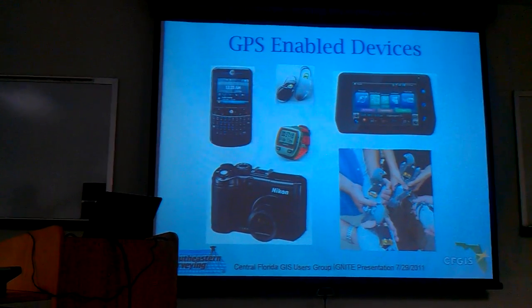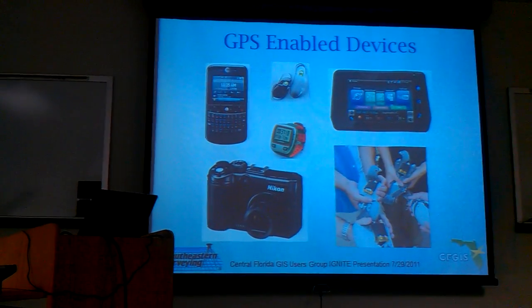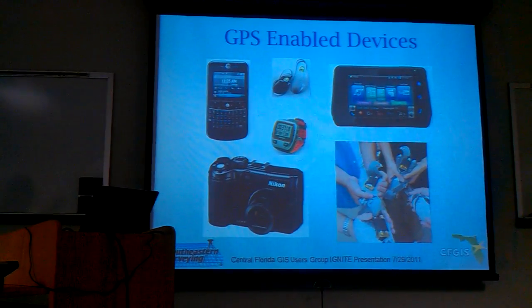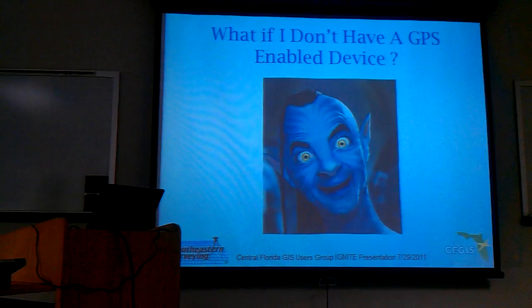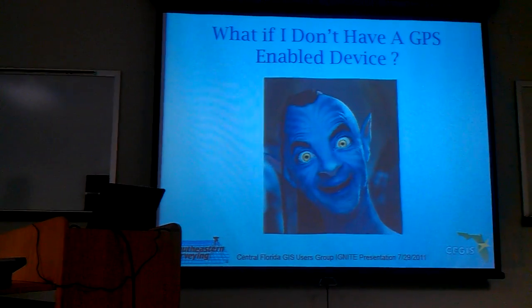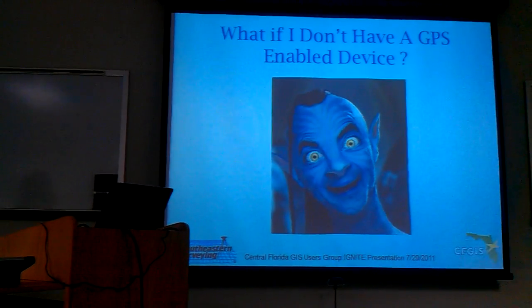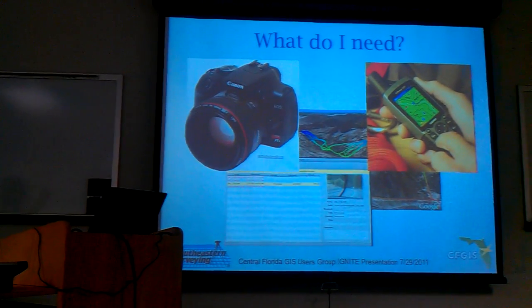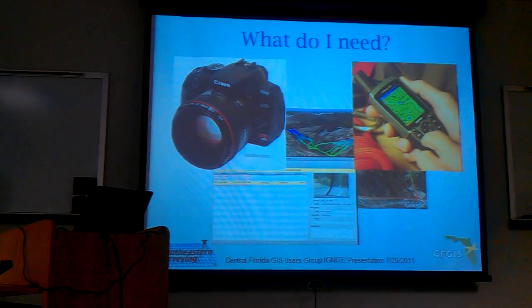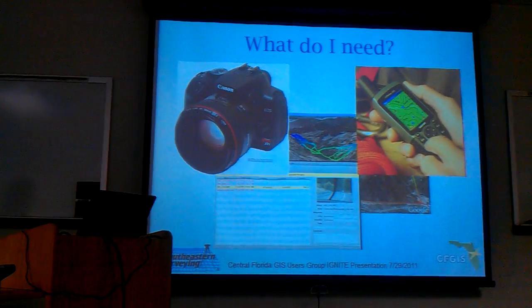Now, of all these devices, half of them also have a camera attached that does the geotagging for you. Well, that's great. But what if I don't have one of these devices? How do I accomplish this geotagging process? Well, you still need a camera, and preferably a digital camera, unless you scan the images later and make digital images. And you need a GPS.